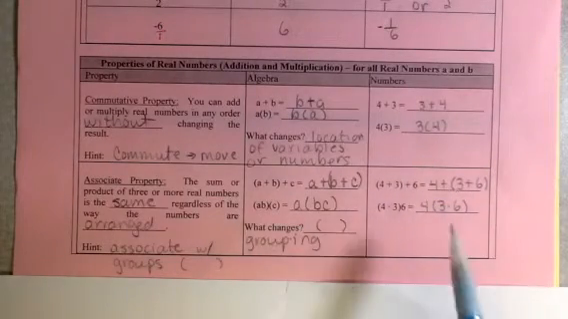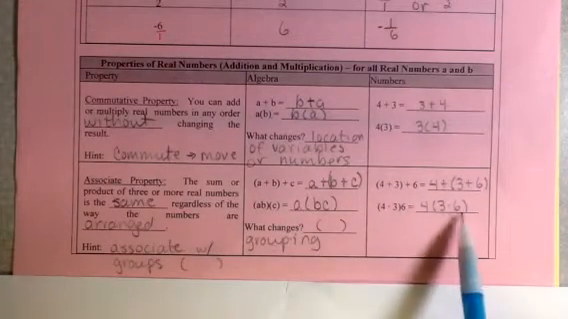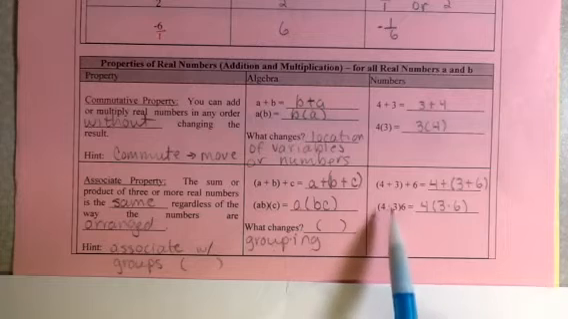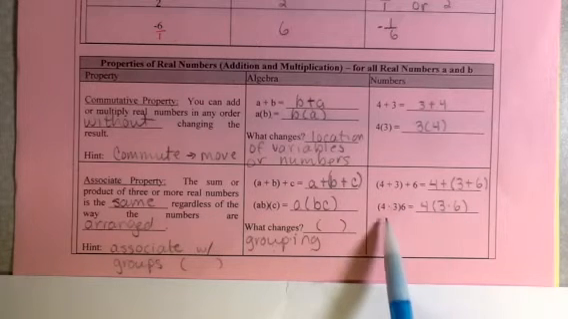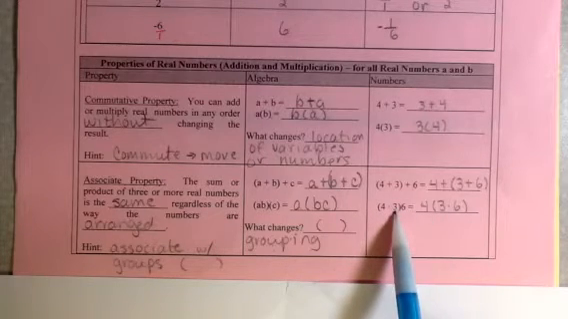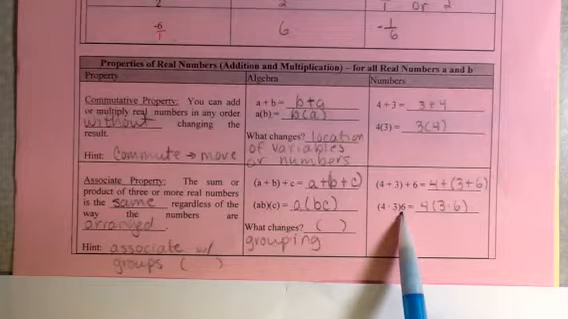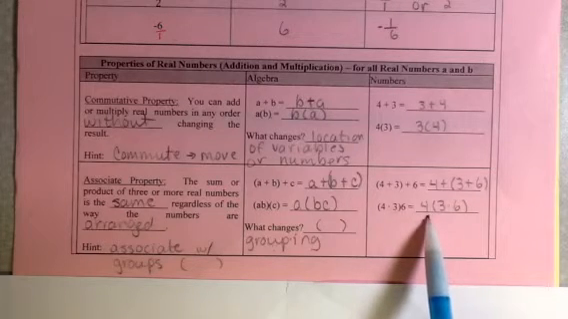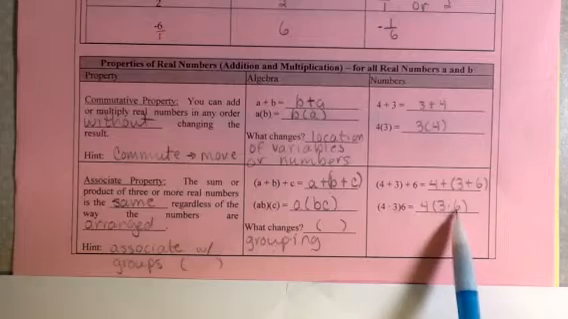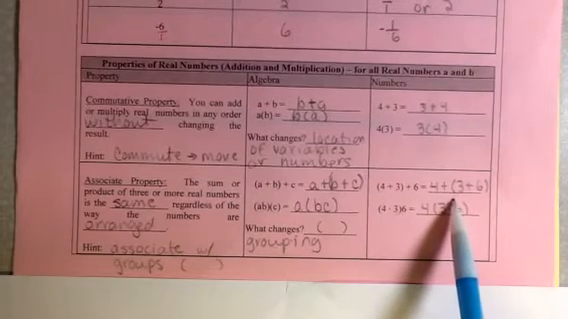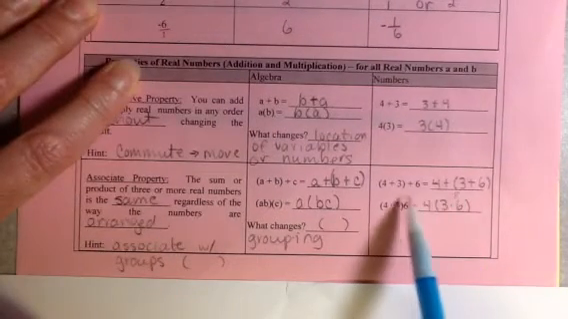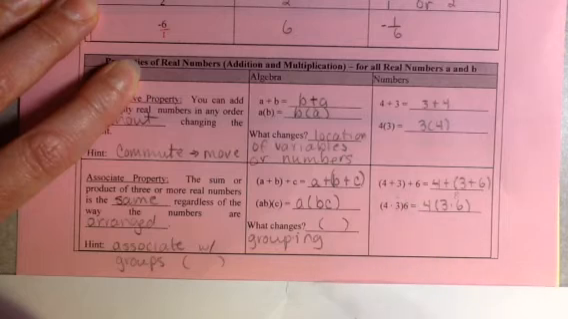Let's look at the multiplication example. Numbers are not moving, so it's not commutative, but the parentheses or the grouping is changing. So 4 times 3 is 12, times 6 equals 4 times 3 times 6. So this is going to be 18 here, and this is going to be 12. So those two things are equal.